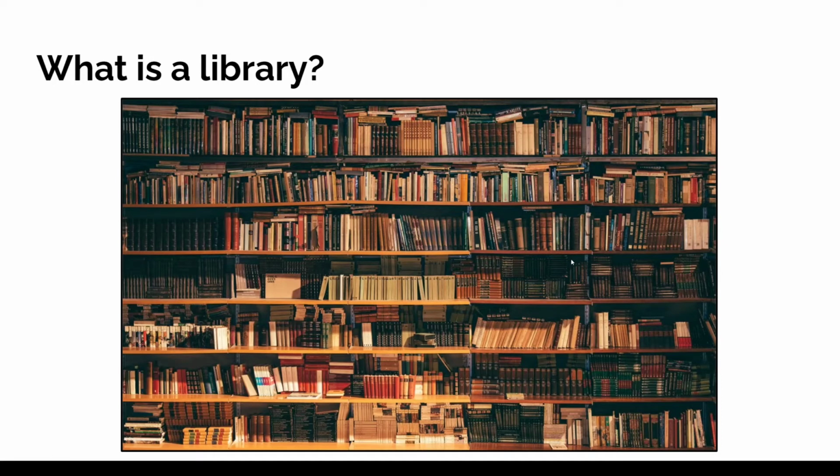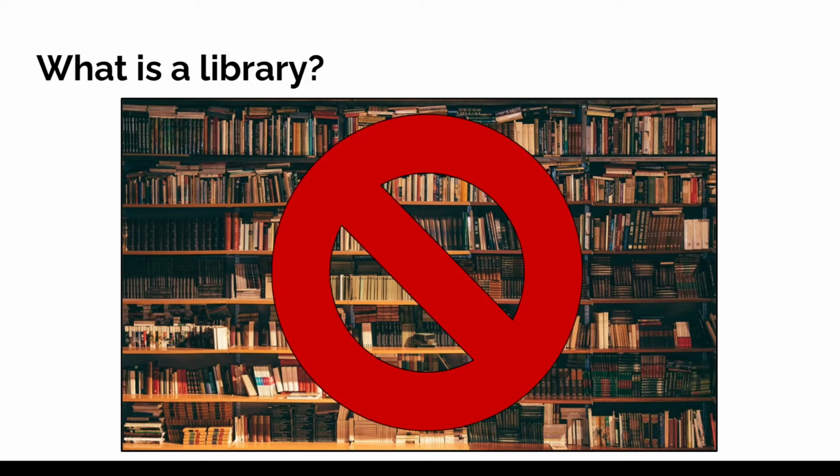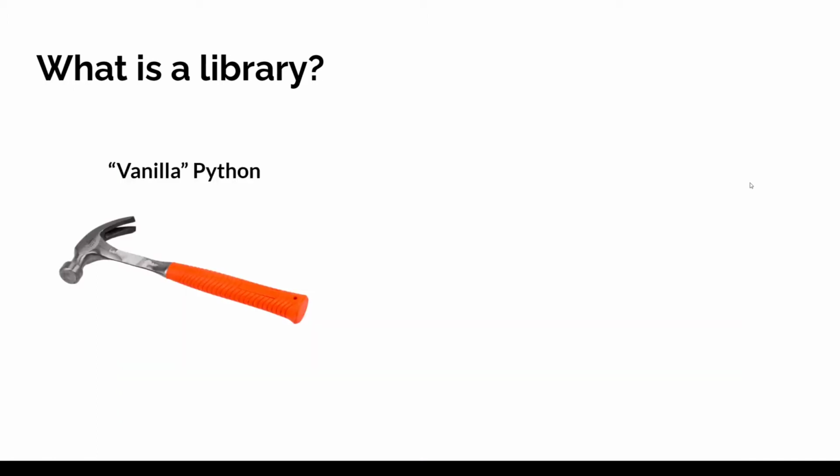You've heard this word before, and you're probably imagining that I'm talking about a bunch of books, but you would be wrong. A library in Python is something a little bit different. So let me give you an easy to understand analogy for what a Python library really is. When we think about vanilla Python, that's the version of Python that you use on Replit or the one that you would have on your computer if you just installed it from the basic installation online. That's what we call vanilla Python.